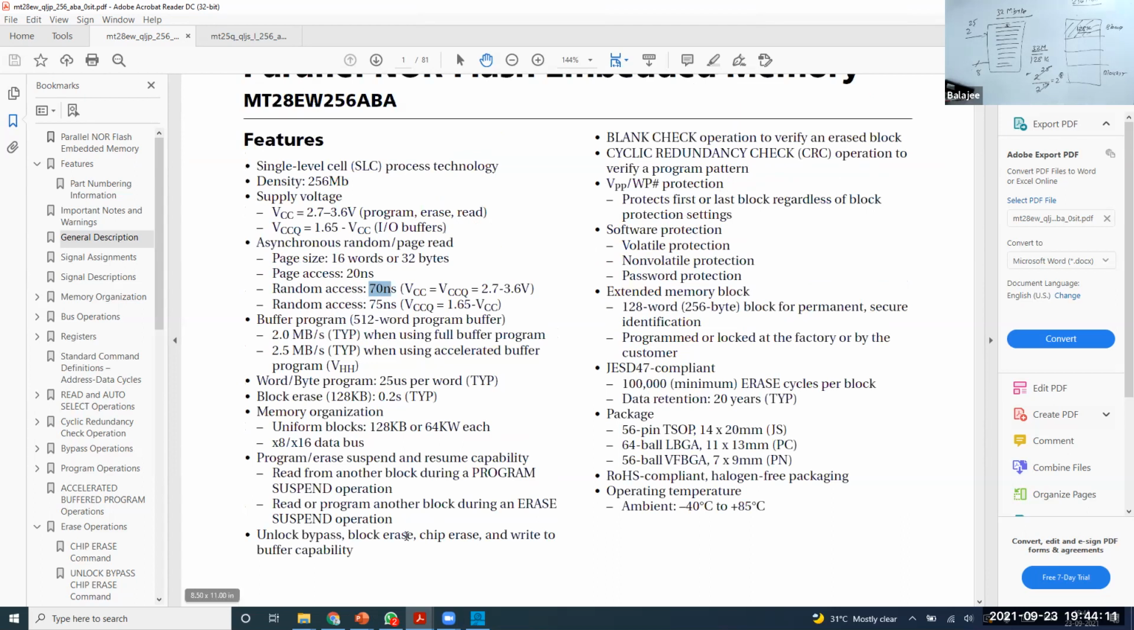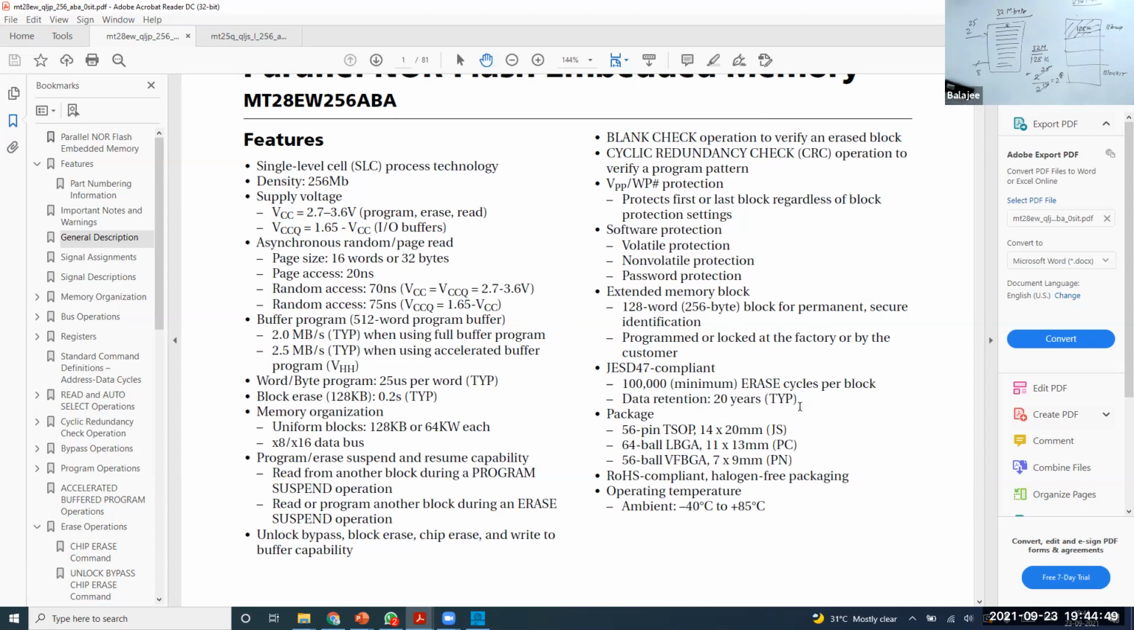See, there are advantages. Block erase is there, chip erase is there. I can erase a whole chip. Now we will discuss how to do all these things. That is a trick. And there's one more pin, called write protect, WP. That means the chip cannot be erased. If you make this pin low, the chip will not be erased. Then you have all the options: volatile protection, non-volatile protection, password protection, everything. All are there in this.